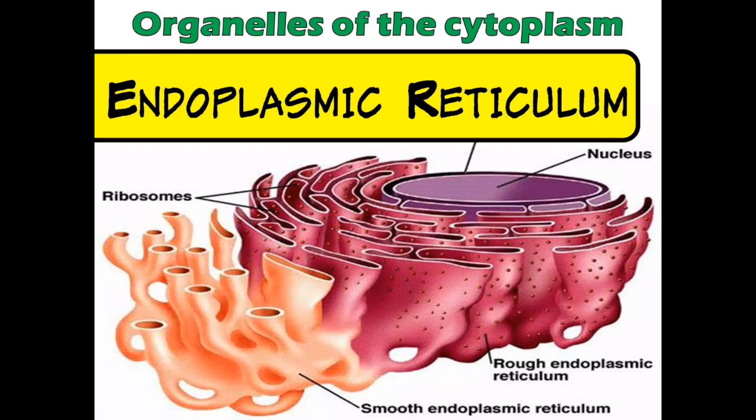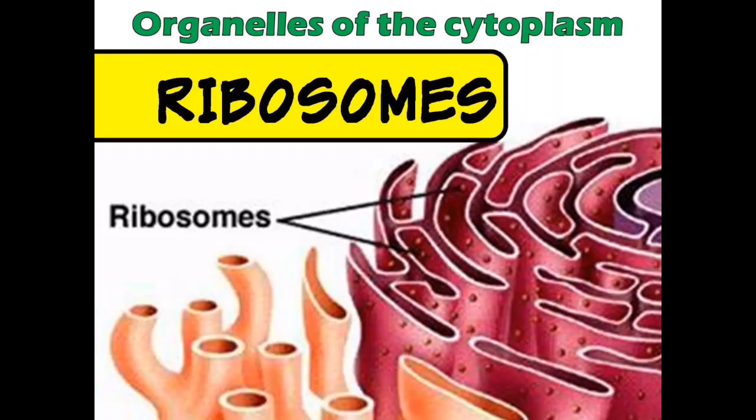There are two types of ER or endoplasmic reticulum. First is the smooth ER. A smooth ER does not have ribosomes and handles fat metabolism. Next is rough ER. It has ribosomes and is involved in protein synthesis and packaging. Ribosomes are attached to RER. It is the main site of protein synthesis and composed of RNA and proteins.